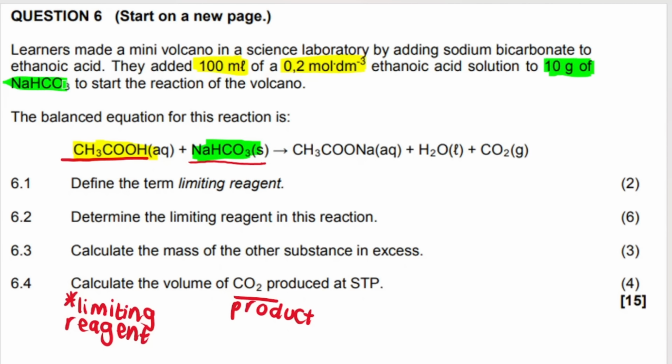So basically what's happening here is they're giving us information about both. They're not telling us which one is in excess. They're not telling us which one is limiting. Now we have to do something with this information in order to figure out which one is limiting.